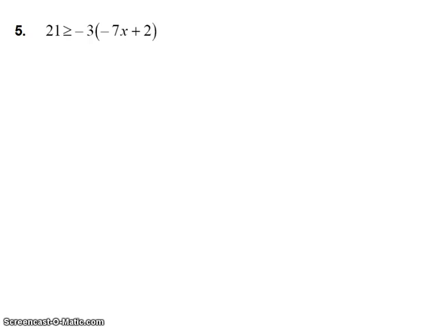Okay, next one, we're going back to the distribution type of problem where we have a -3 on the outside, and we got to distribute that -3. And so what we have is a 21 is greater than or equal to. The line underneath means or equal to. So we have -3 times a -7 is a positive 21. -3 times 2 is a -6.